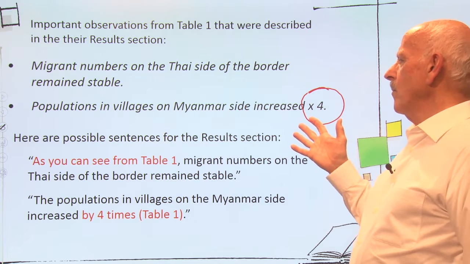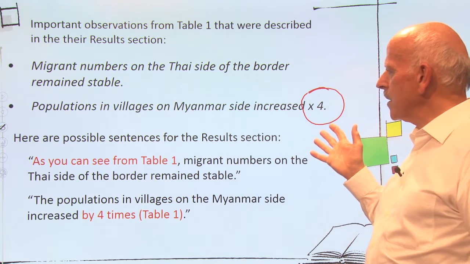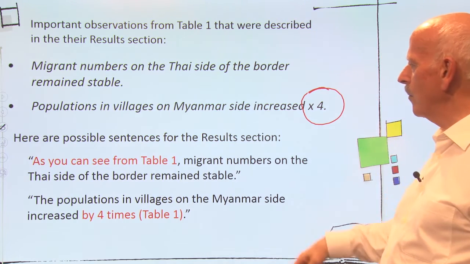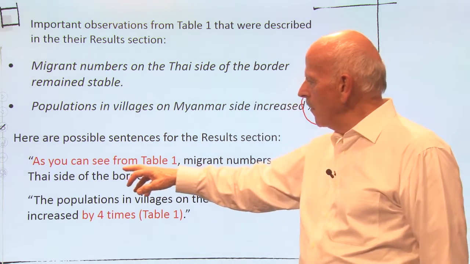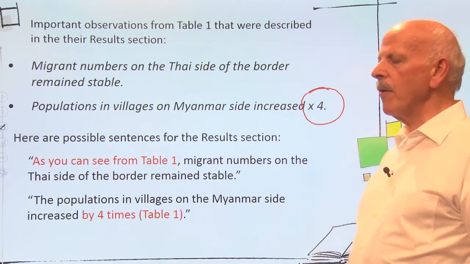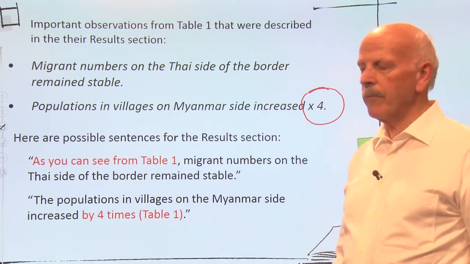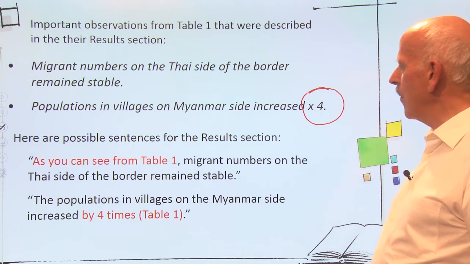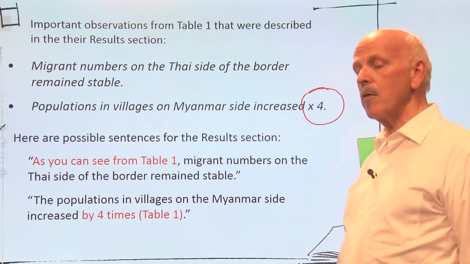So we can write the results based on the information in that table in 2 possible ways. We can start the sentence by referring to the table. As you can see from Table 1, migrant numbers on the Thai side of the border remain stable.